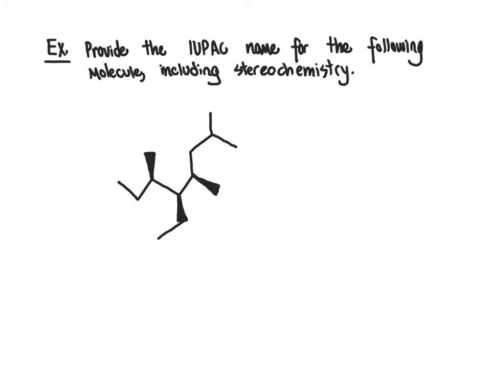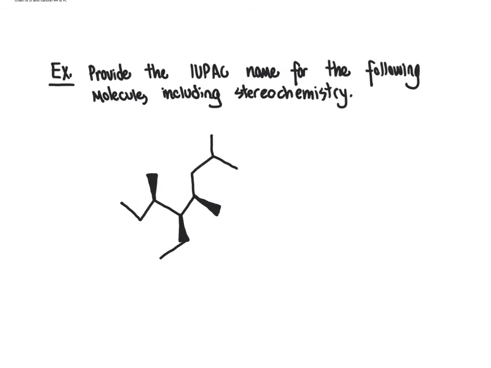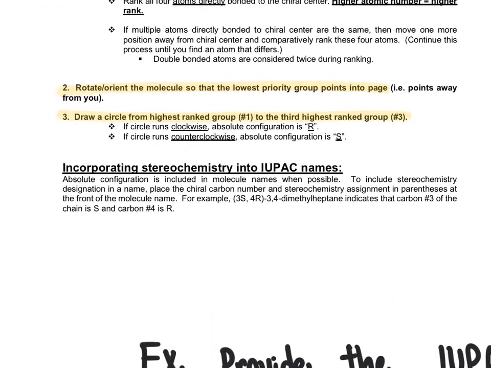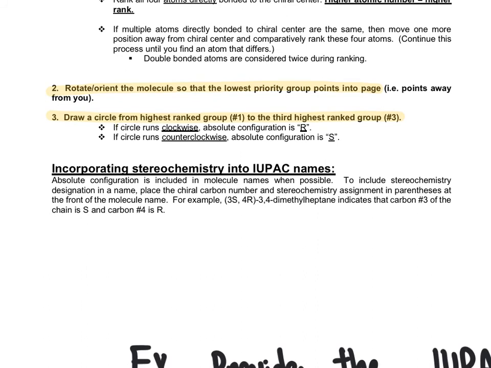In this example problem, what we are asked to do is provide the IUPAC name for the following molecule, including stereochemistry. So when we say the stereochemistry of the molecule, what we're indicating is that at the beginning of the compound name, we need to indicate the designation of R and S. And the way we do that is if we look back here at the handouts of information for providing R/S information. To incorporate the stereochemistry into IUPAC names, what we're going to do is at the very beginning of the name, we're going to indicate the stereochemistry assignment in parentheses.